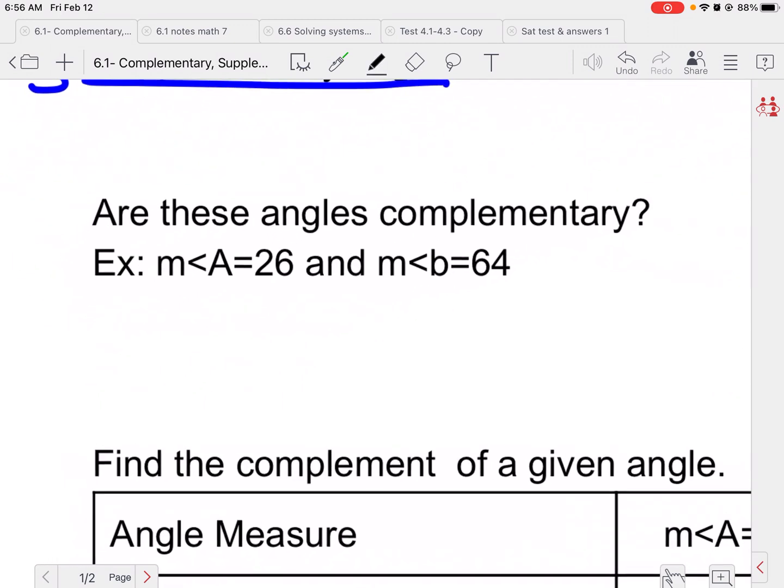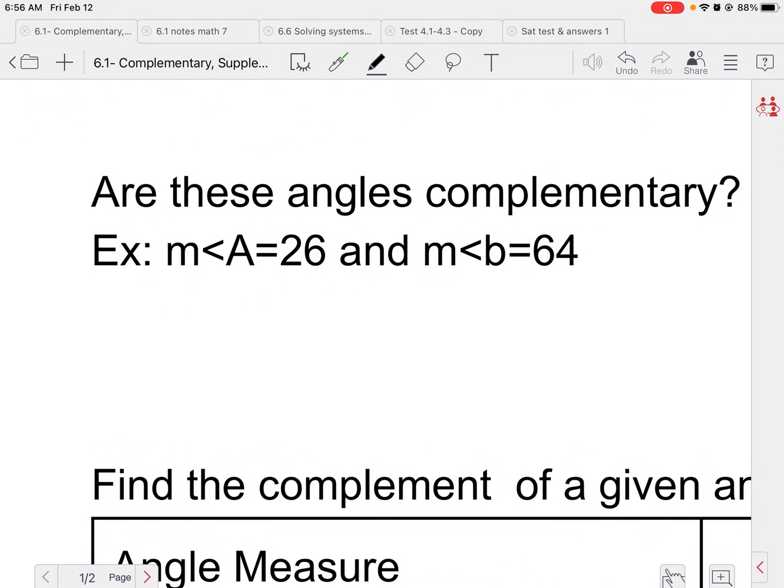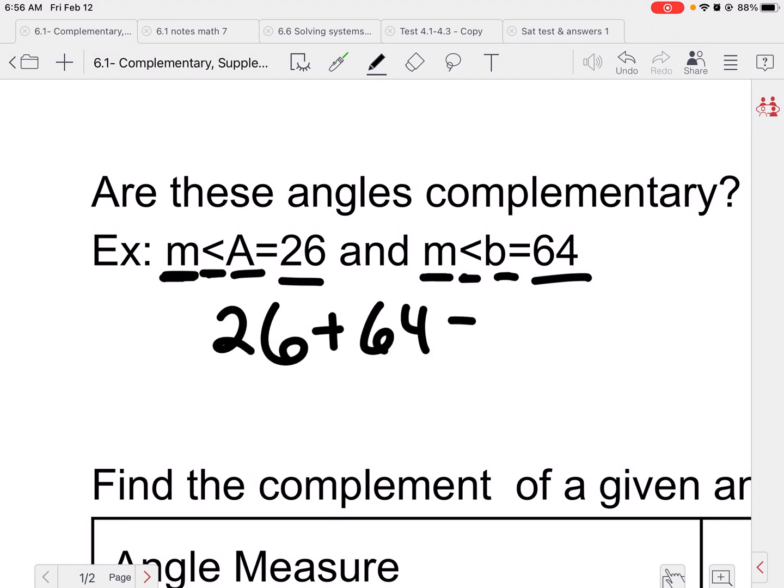All right, so are these angle measures complementary? Well, we have the measure, so this little m is saying the measure of angle A and the measure of angle B. So the measure of angle A is 26, measure of angle B is 64. So is 26 plus 64 equal to 90? Well, 26 plus 64 does in fact equal 90, so we can say yes, they are complementary.